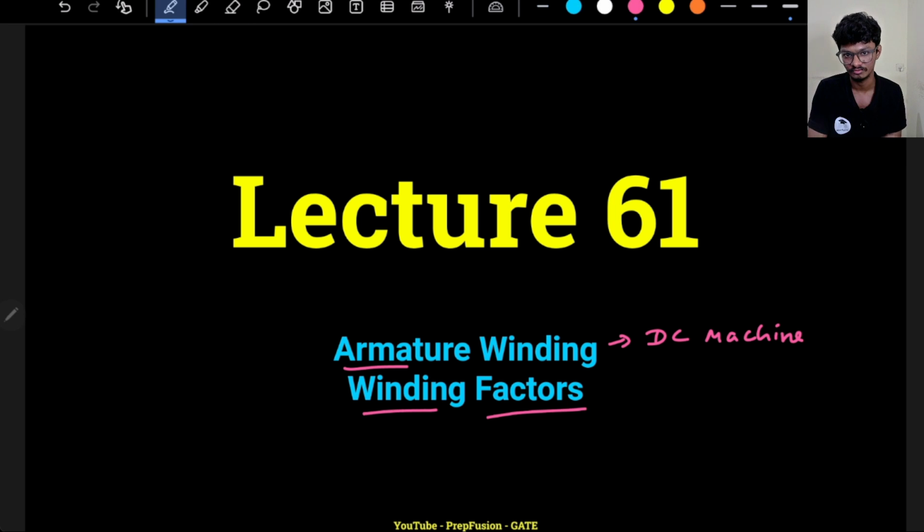There are mainly two kinds of winding factor. One is the coil pitch winding factor, Kp, the pitch factor, and one is the distribution factor, Kd. Those two factors only we have to remember, and our induced EMF changes according to those factors. That's it. Nothing else you have to remember.